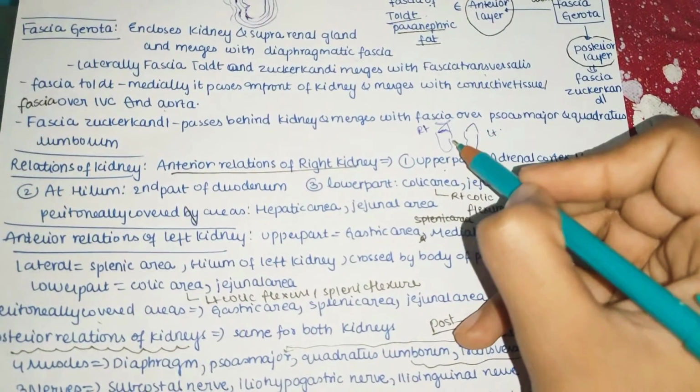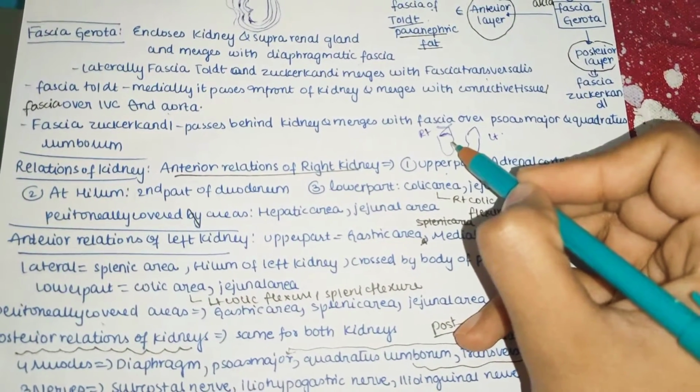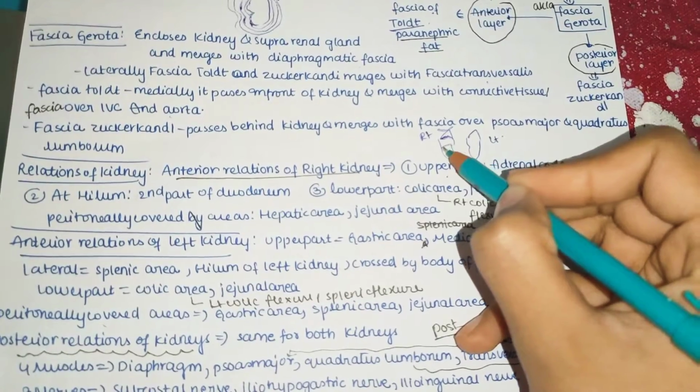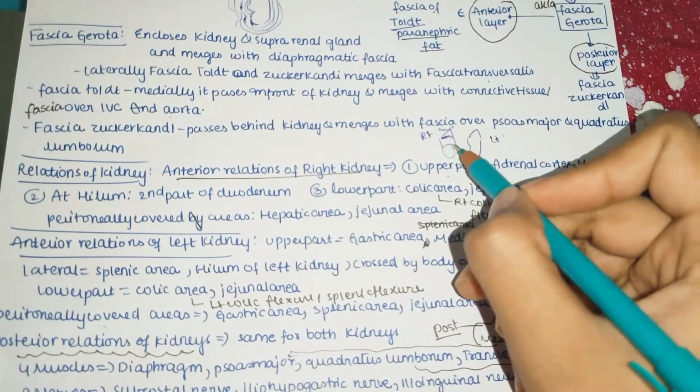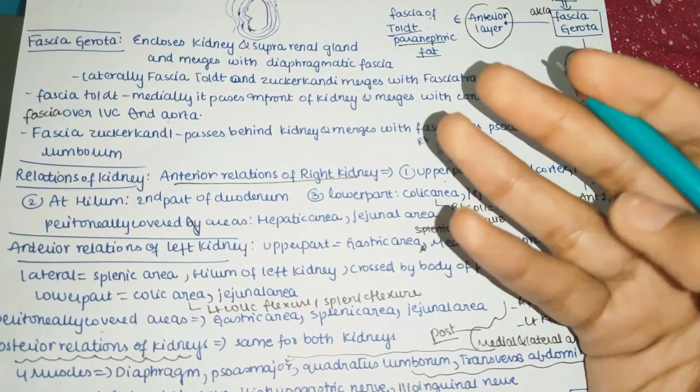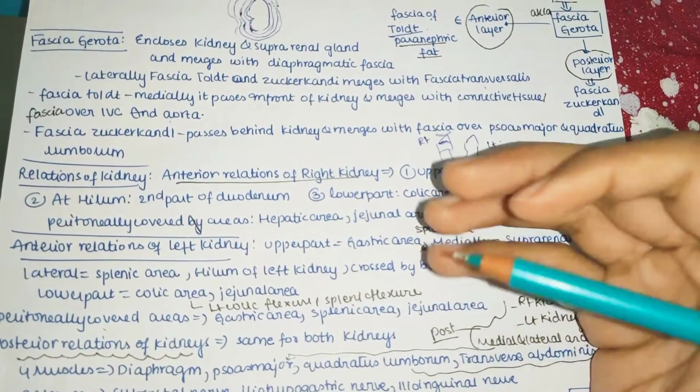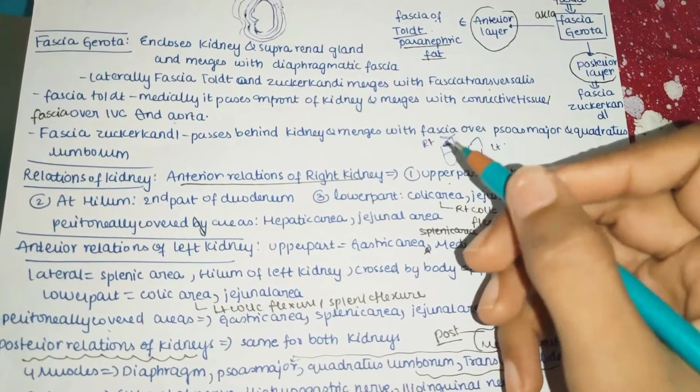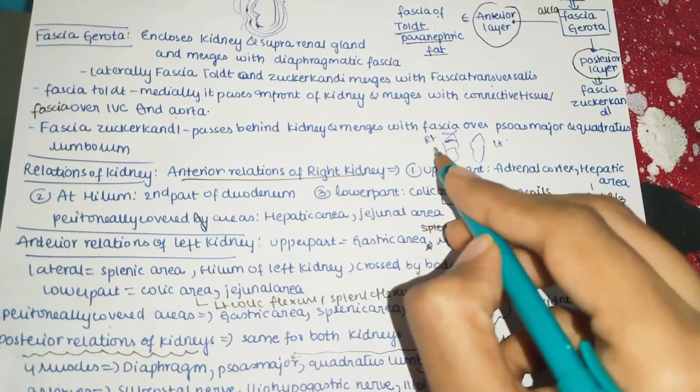Now coming to the hilum. At the hilum, it is related to the second part of the duodenum, because the second part of the duodenum is present at the hilum of the right kidney. I mean the duodenum is anterior to this kidney. The right kidney is posteriorly placed to the second part of the duodenum. So at the hilum it is related to it.